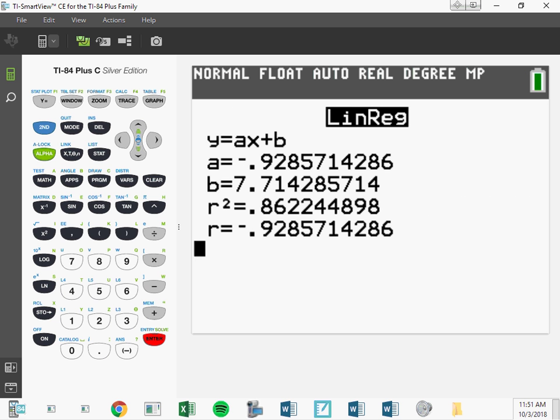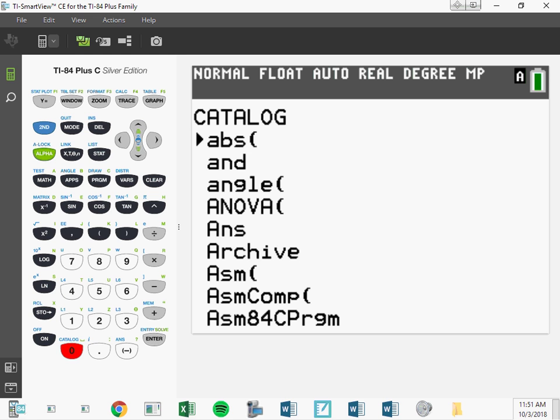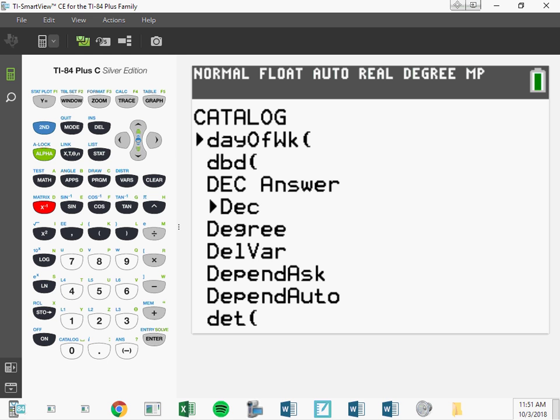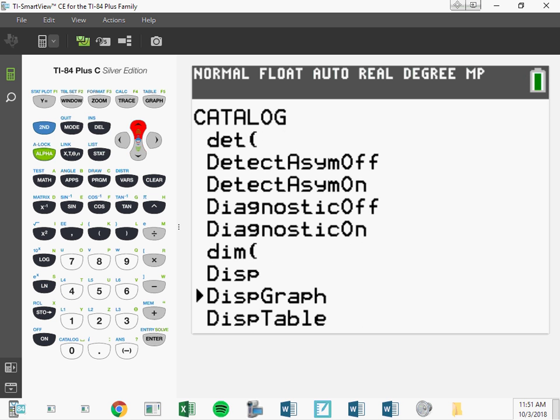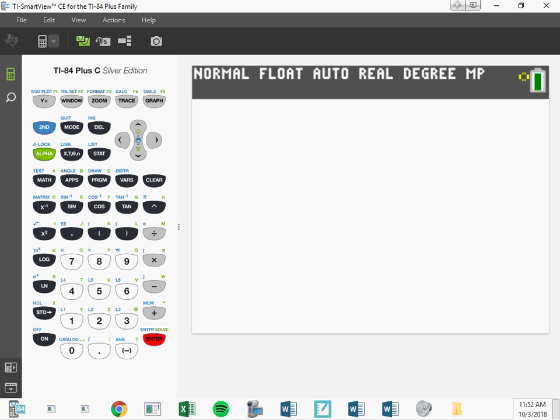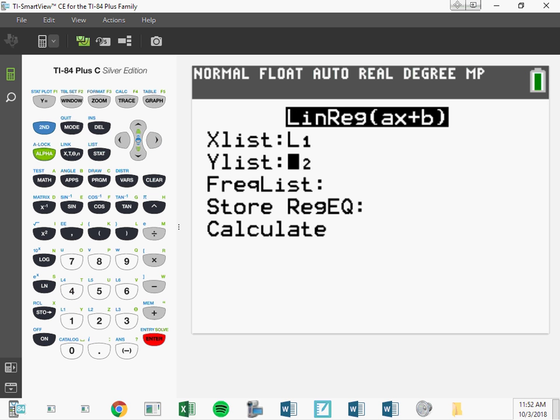And some of you don't have the R value listed. If your calculator doesn't have the R value listed, push second 0 for catalog, and then scroll down to diagnostics. And once you do this once, you never have to do it again. Oh, I passed it. And then go to diagnostics on and turn that on. And then you can do that linear regression again, and it will give you the R value.